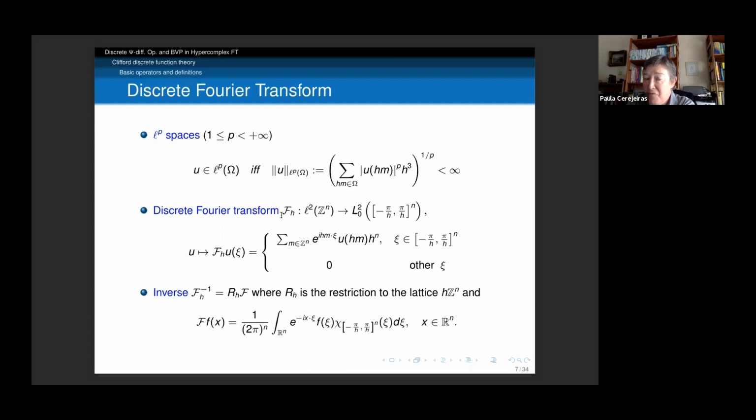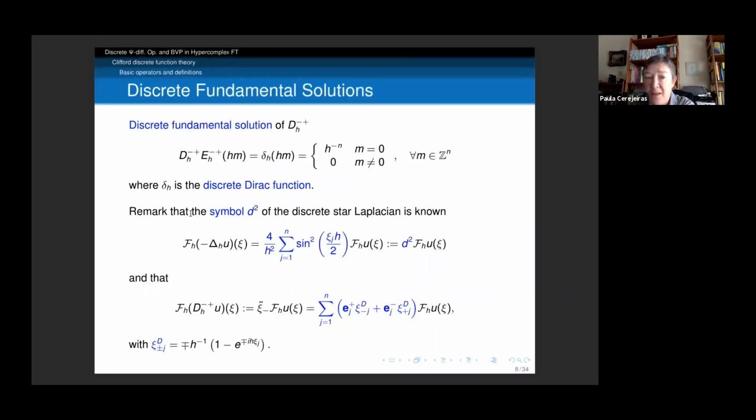And face this discrete Fourier transform, so you have that the inverse is simply calculate the Fourier transform of your function that you obtain and restrict it back to the lattice. So this goes relatively fairly, nothing more to say.